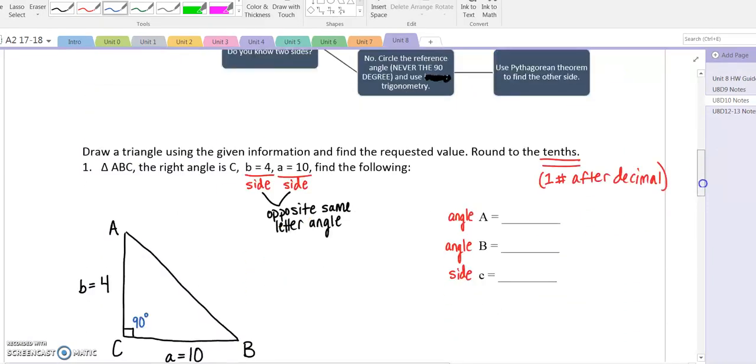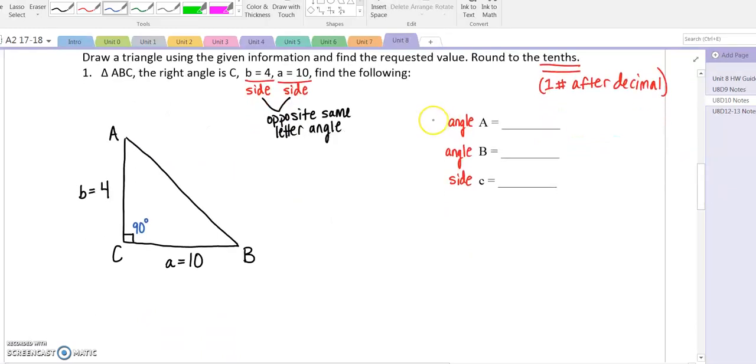So that's what we're going to do. I'm going to circle my reference angle. Now, since I'm solving for angle A first, I'm going to make angle A my reference angle. I'm going to circle it. And then I'm going to label my triangle, because the whole point of circling it is so you know which side is the opposite, which is the adjacent, and which is the hypotenuse. So this side over here is going to be my opposite side. I know my hypotenuse is always across from 90. And my adjacent is that third side.